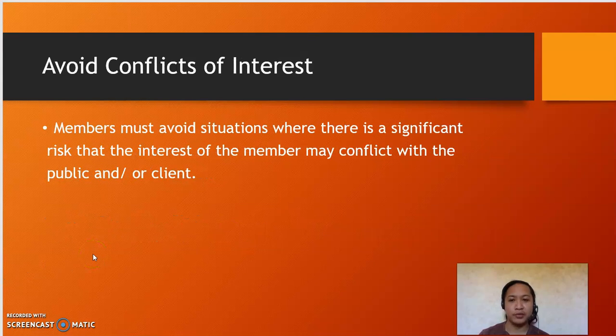Avoid conflicts of interest. Members must avoid situations where there is significant risk that the interest of the member may conflict with the public and or client. Yes, you should avoid conflict of interest. You should not play with the data that you are handling.